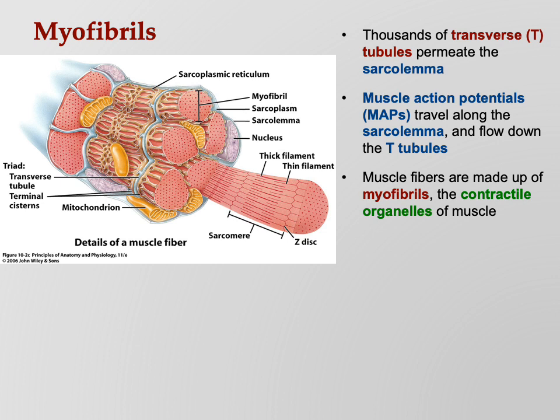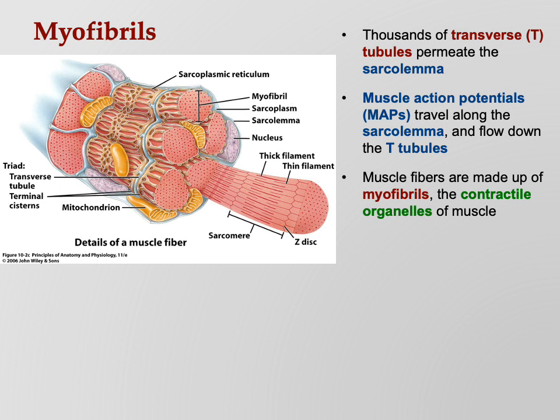So all those big hot dog looking things there in the picture, those are the myofibrils. Now what exactly is a myofibril? It's the contractile organelle of a muscle cell. Stop and think about that for a moment, because I'm going to ask about this on quizzes and exams, and it always kind of amazes me how many people don't know this or seem to have forgotten it.